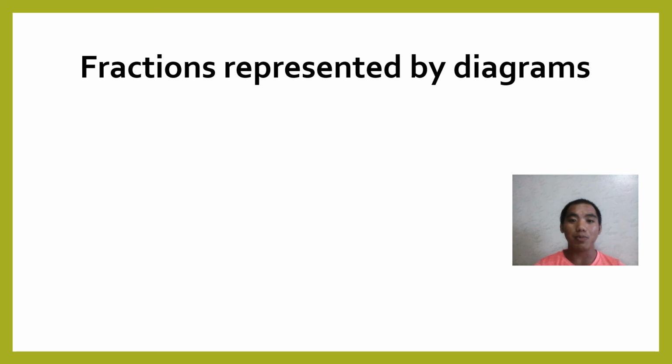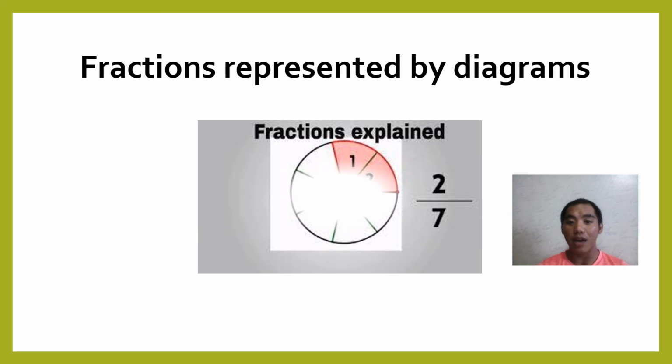But what if a fraction is being represented by a diagram? Okay, if a fraction is being represented by a diagram, like for example, we have here a fraction which is 2/7. Look at the diagram on the left side. If we count the pies there, we have 1, 2, 3, 4, 5, 6, and 7. So the number of pies there is 7, right? That will be the denominator. And the colored ones, which are 1 and 2, will be the numerator.